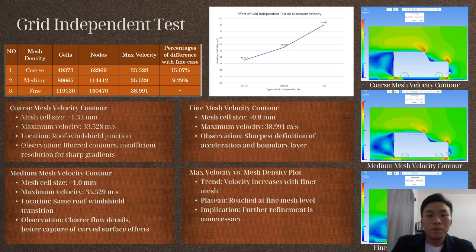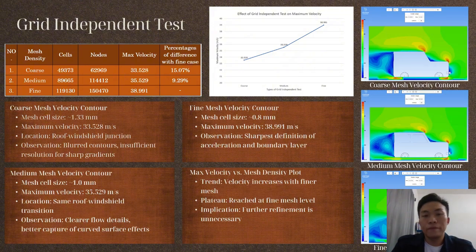Besides that, the table summarizes the key characteristics of three mesh density tests. The coarse mesh consists of 49,000 elements, the medium mesh consists of 89,000 elements, and the fine mesh contains over 1 million elements. So the fine mesh shows that further refinement results in a change of less than 1%, thereby confirming grid independence and validating its use for subsequent simulation.